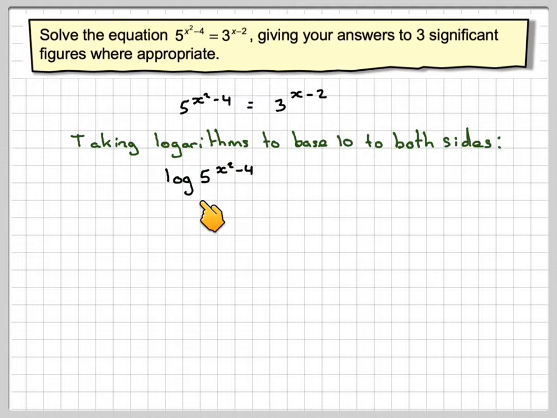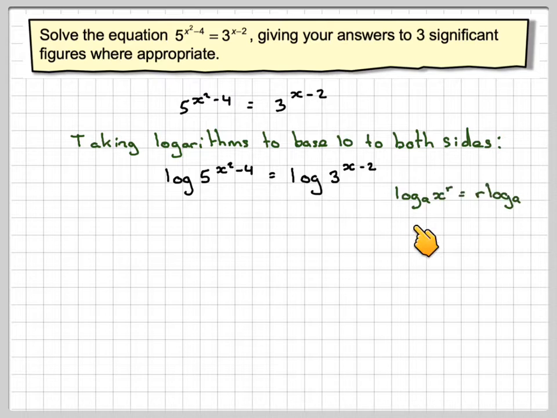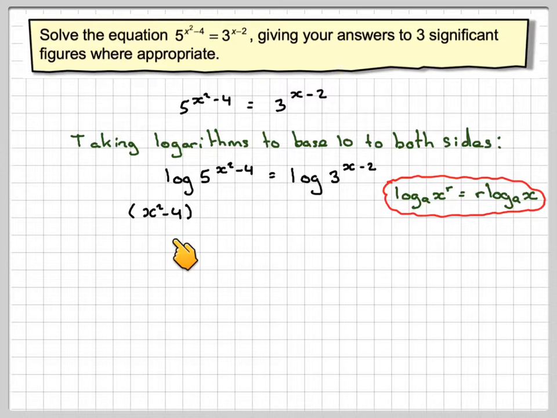This becomes log to base 10 of 5 to the x squared minus 4 is equal to log to base 10 of 3 to the x minus 2. Now using the rule of logarithms, which says log a of x to the r is equal to r log a of x, that means we can bring down the powers in front. When you bring down the powers in front, you need to put brackets in. So it's (x squared minus 4) log 5 is equal to (x minus 2) log 3.